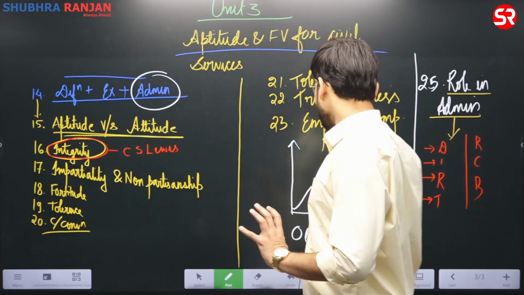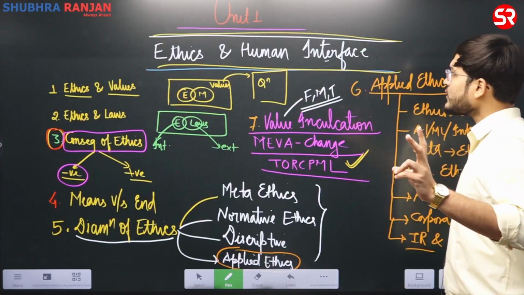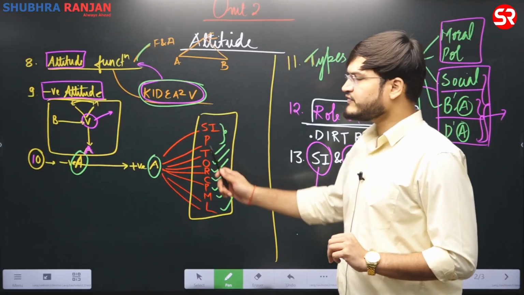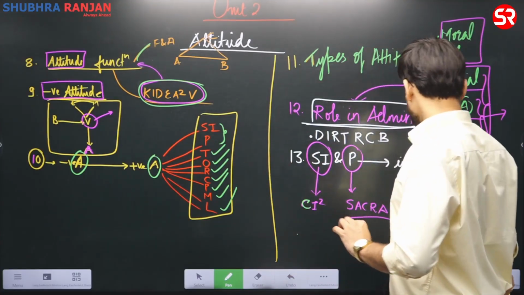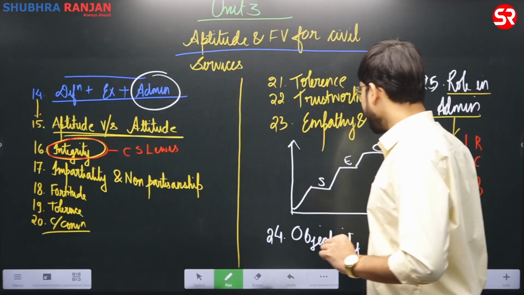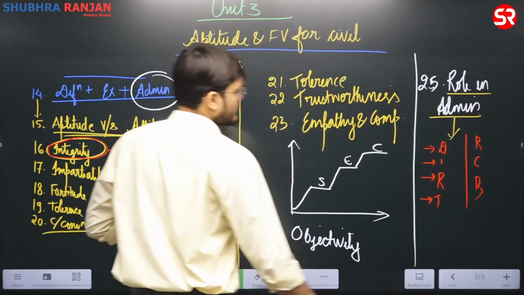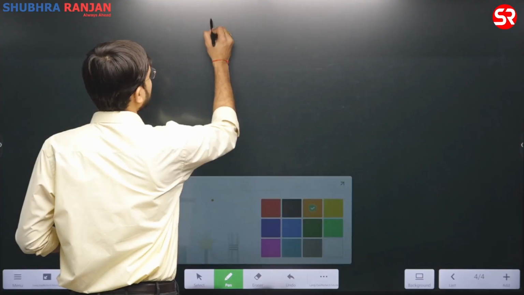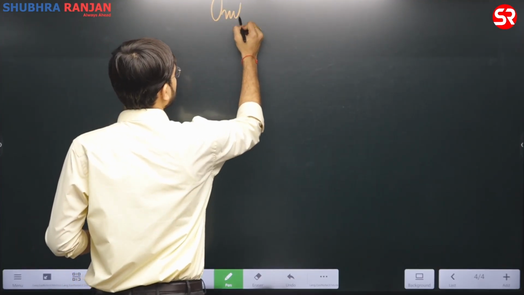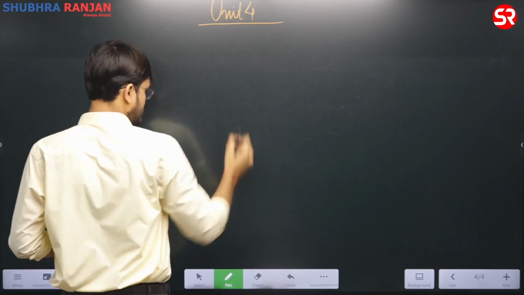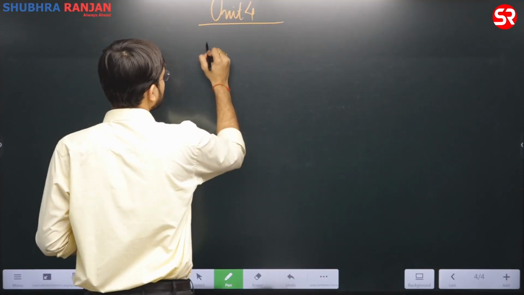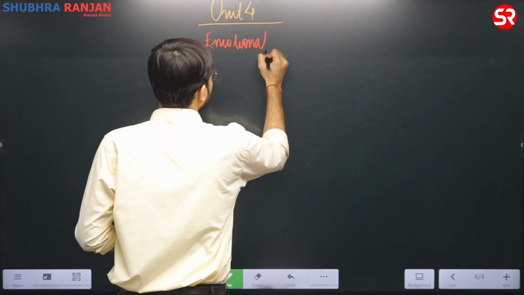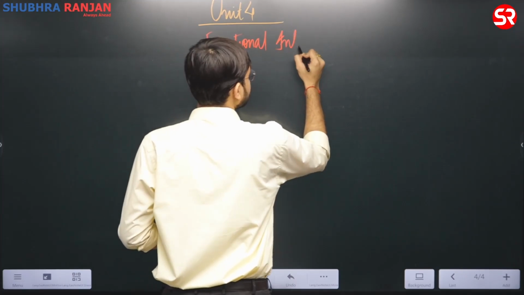Unit number 3, we have seen unit number 1, 2 and 3. All of these aspects will be asked, and we have seen various themes also. And let's see unit number 4. Unit number 4 is regarding what? Unit number 4 is regarding emotional intelligence.